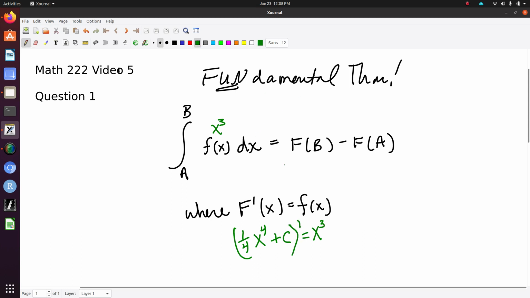So what does that mean? Well, this plus c is going to be part of whatever the c is. You're going to get rid of it by subtracting itself from itself, right? So it's going to be something like 1/4 of b to the fourth plus c minus 1/4 a to the fourth plus c, and those c's are going to cancel out. So the constant of integration is not necessary when you're working out a definite integral.